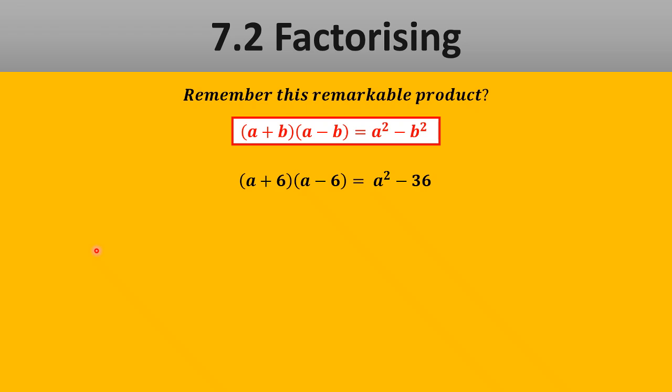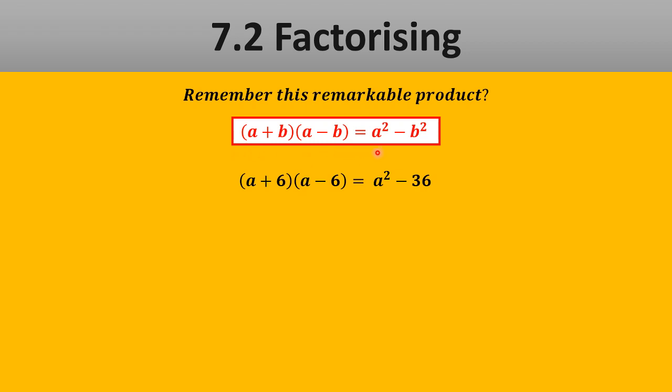Welcome everyone. We're going to discuss the remarkable product and the so-called difference of two squares today. Yes, again the remarkable product, which we already got a few lessons on, starting with chapter 1 this year. And we're only going to discuss one in particular. We're going to take a look at this remarkable product. A plus b times a minus b.